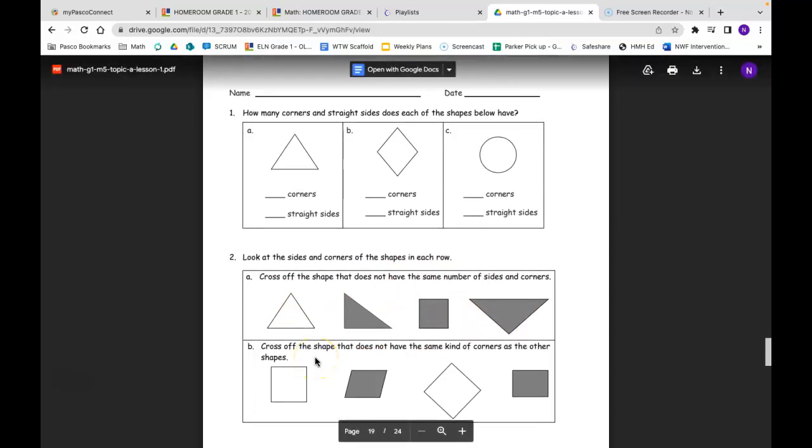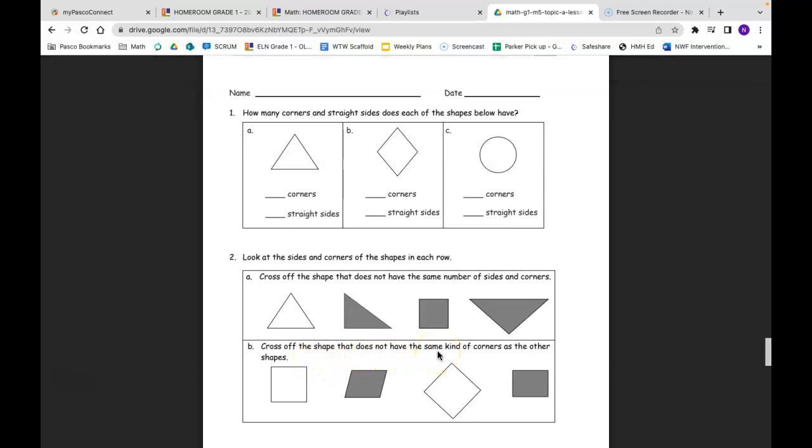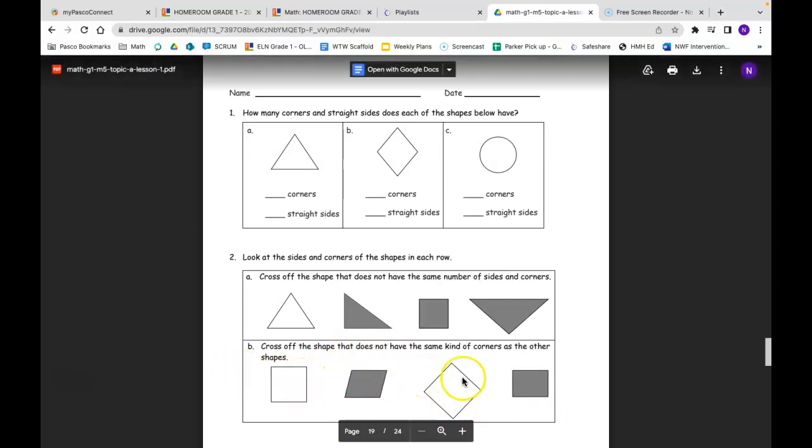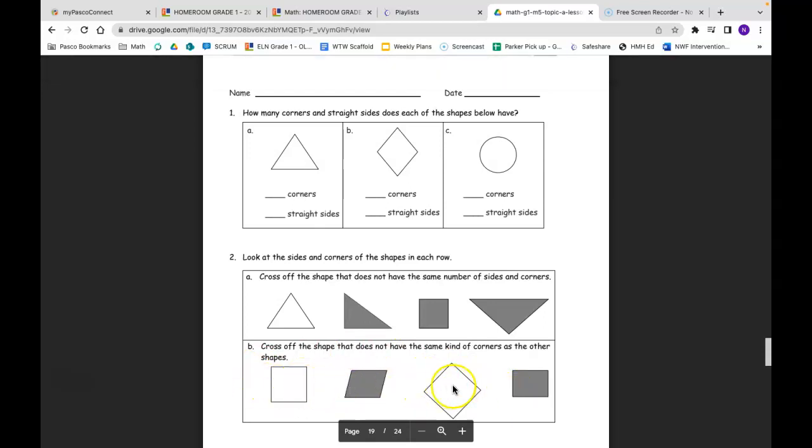Then down here, cross off the shape that does not have the same kind of corners. One of these does not have a nice straight corner. It's a little diagonal or slanted. So which one of these shapes is not like the other? Go ahead and cross off that shape.